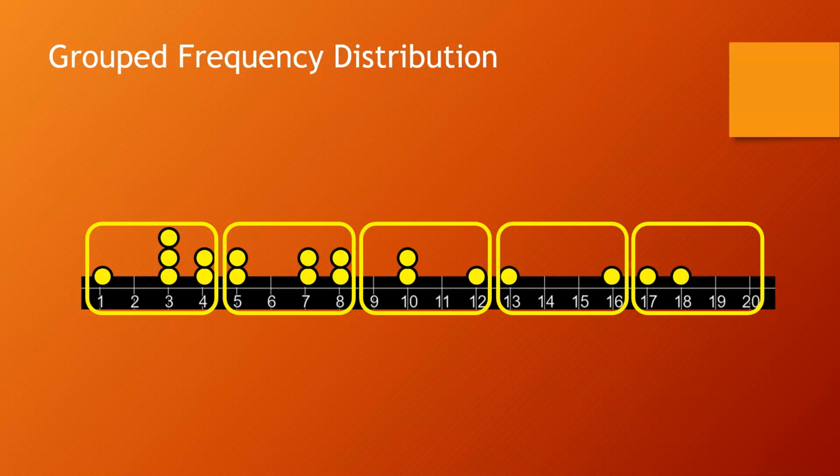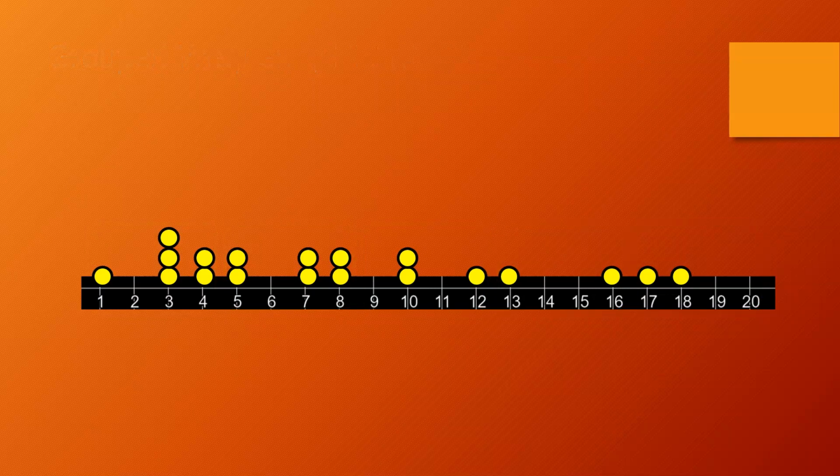So let's see how to organize data into a grouped frequency distribution. We'll use the data in this picture as our example. So let's suppose we still want to organize this data into 5 classes. That means 5 groups.